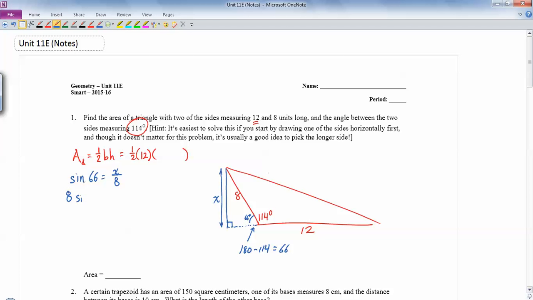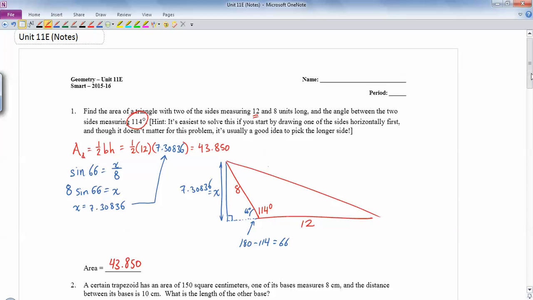Multiply the 8 over, and we get that x is 7.30836, which is going to go here because that's the height. So if I plug that in here and multiply it by half of 12, which is 6, then the whole thing comes out to be about 43.850. All right, so that's the first problem.